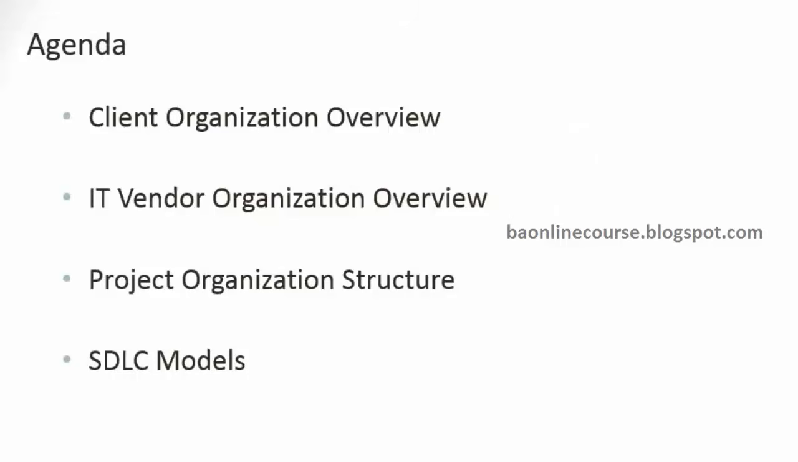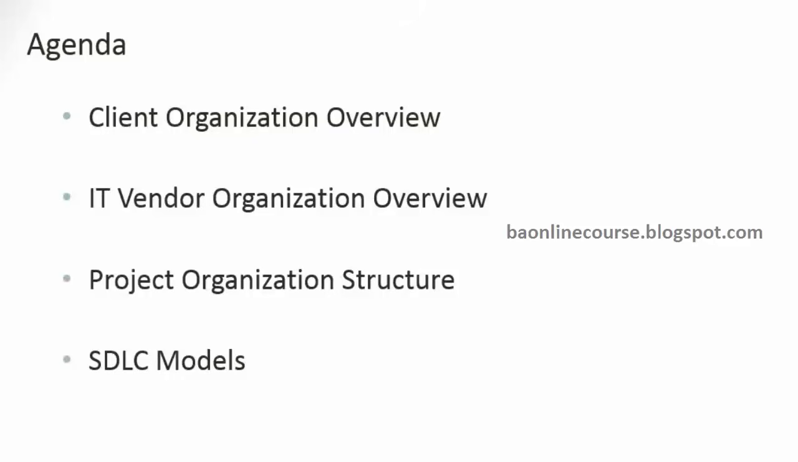So the next 2-3 days, I'll help you understand how a client's IT team is organized. Now, any organization you take, like a bank or a retail organization, right? So there would be multiple business teams, and they would be using multiple applications. So to support those applications, you need an IT team. So how is that team structured? Who are all the people in that team? What do they do? So we'll get that overview.